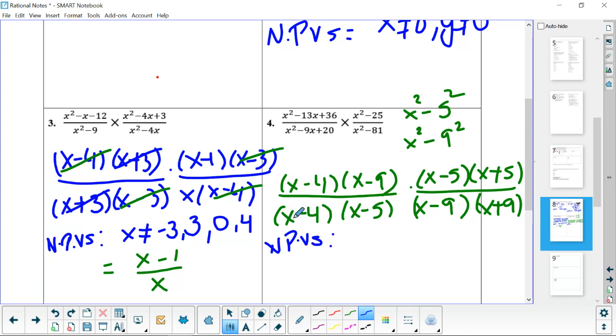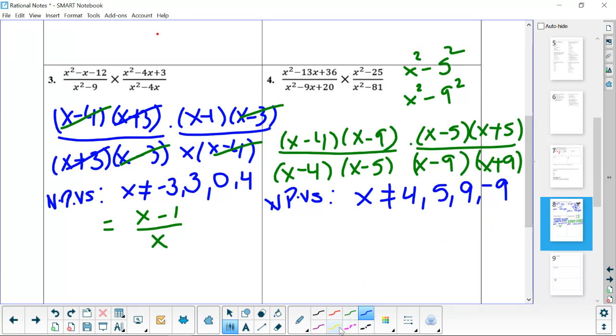So non-permissible values here are x should not be equal to 4, 5, positive 9, negative 9. Okay, because if I plug any of these values in, my denominator will be 0.